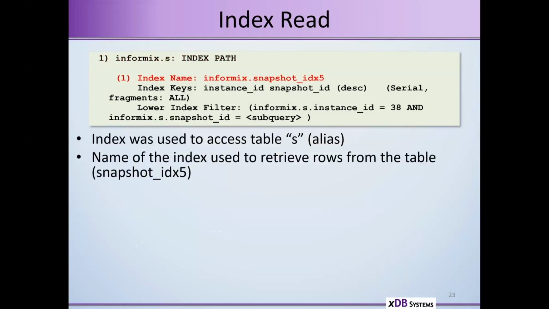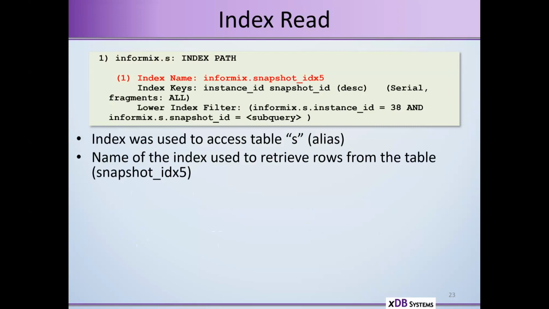And the columns it's defined on, we see it's on instance ID and snapshot ID. We also see that snapshot ID is defined as a descending value in the index. The serial says, hey, we're not using PDQ. It's just going to one thread, just going all the way through the index. And the fragments show that this is not a partitioned or fragmented table, in this case. We're reading all the fragments. It's one in this case.